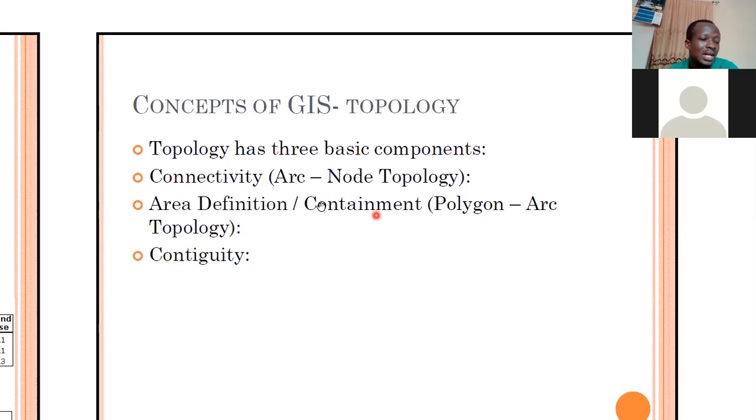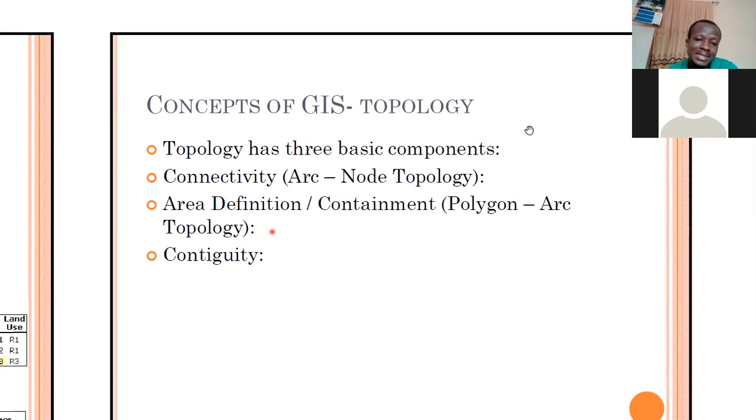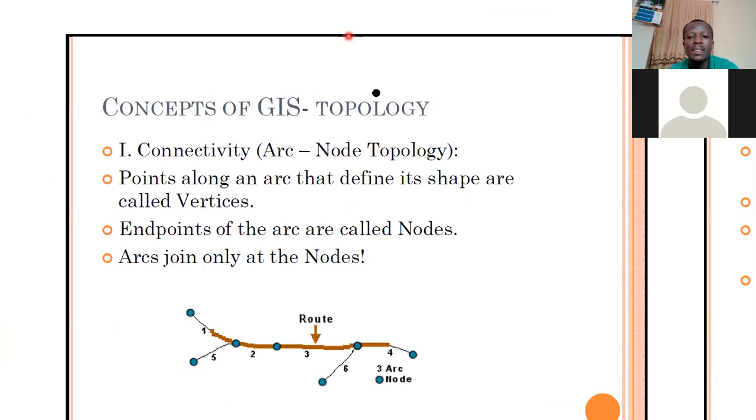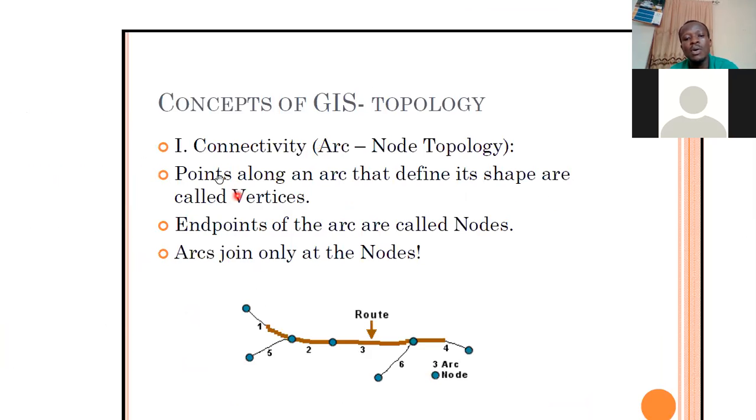Is that okay? So the connectivity component has its own rules. And what are the rules? The first one says that points along an arc. So an arc is another word for a line. It represents curves, straight lines, all those are also what we call arcs. So points along an arc that define a shape are called vertices. That's the first. The second rule is endpoints of the arc are called nodes. The third rule says the arcs join only at the nodes.